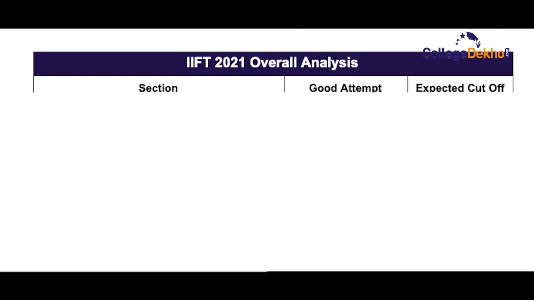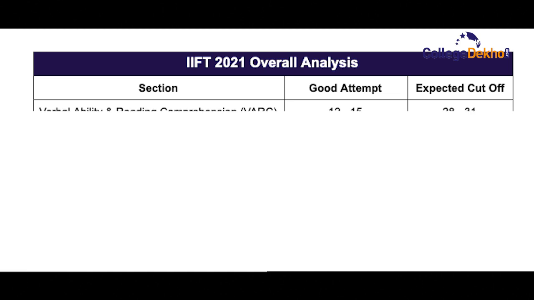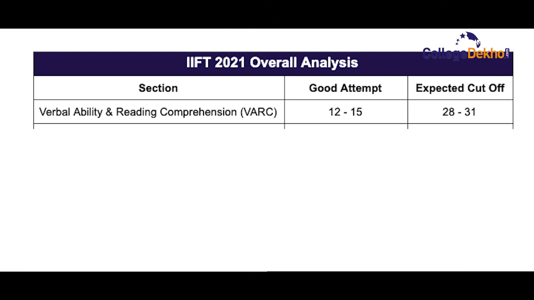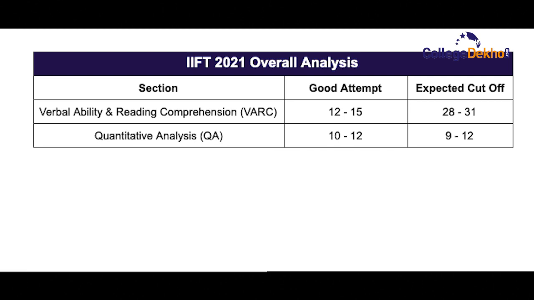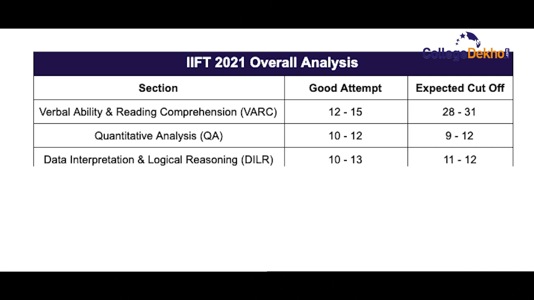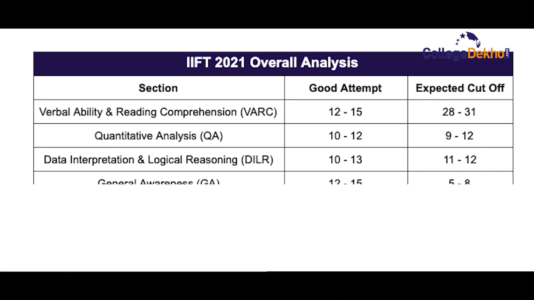Going by an analysis of the IIFT 2021 question paper, we have an estimated number of good attempts and the expected section-wise and overall cutoff of this year's exam. For the VARC section, around 12 to 15 questions is a fairly good attempt this year. The cutoff in this section is expected to be around 28 to 31. In the quant section, the number of questions for a good attempt is around 10 to 12 and the expected sectional cutoff is 9 to 12 marks.